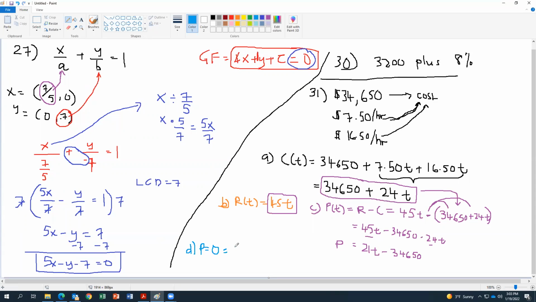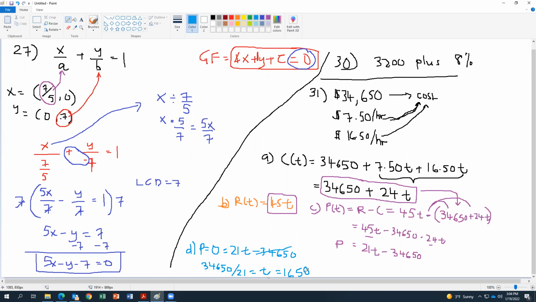So 0 equals 21t minus 34650, and you solve for t here. So you will add 34650 to this side, so you get 34650. And then in order for me to get rid of this 21, I divide by 21. So this is the time to break even. That means that you don't gain or lose any money. If you use your calculator and divide, this came out to be 1650.